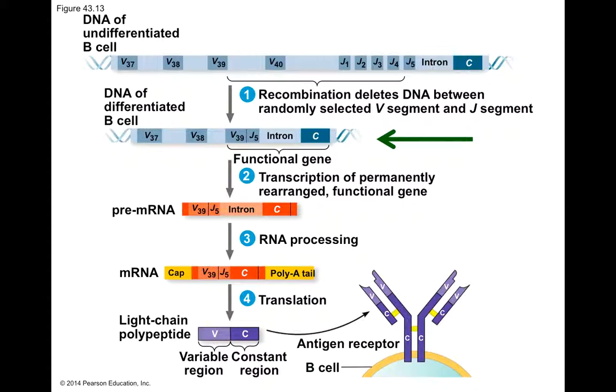In this example, it combines V39 and J5. This gene will then be transcribed, processed, and translated into what will become the light chain. Understand that for the heavy chain, in addition to the V, J, and C segments, there's also a D segment, making way more possibilities for diversity. And this is how we get millions of cells, each having a unique receptor shape.